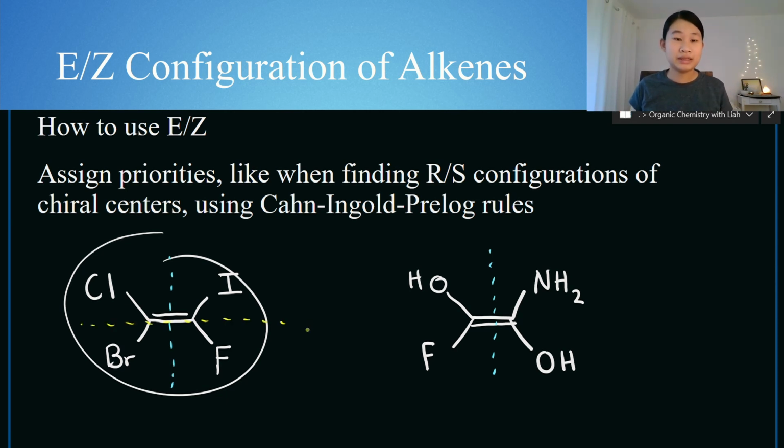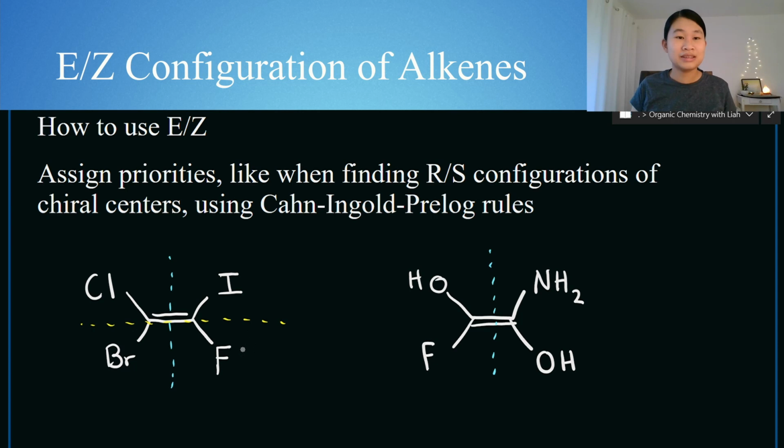After the priorities have been assigned, we'll draw this yellow horizontal line and see where the priorities lie. If they're on the same side of the yellow line, then that will be Z configuration. If they are on opposite sides of the dotted yellow line, it will be an E configuration. Now E and Z come from two German words. E is for entgegen, which means opposite sides, and Z stands for zusammen, which essentially tells us same side.